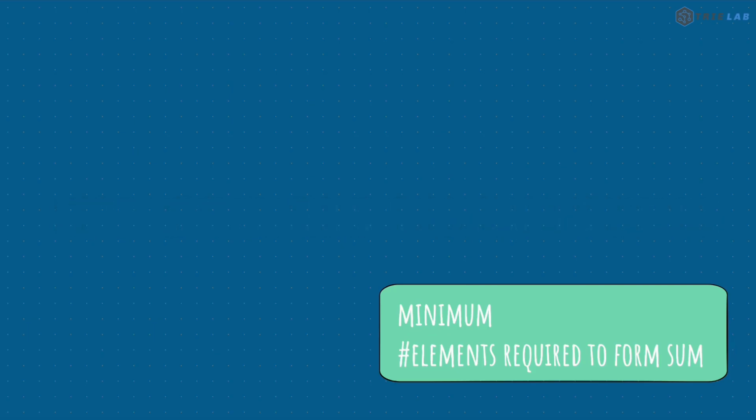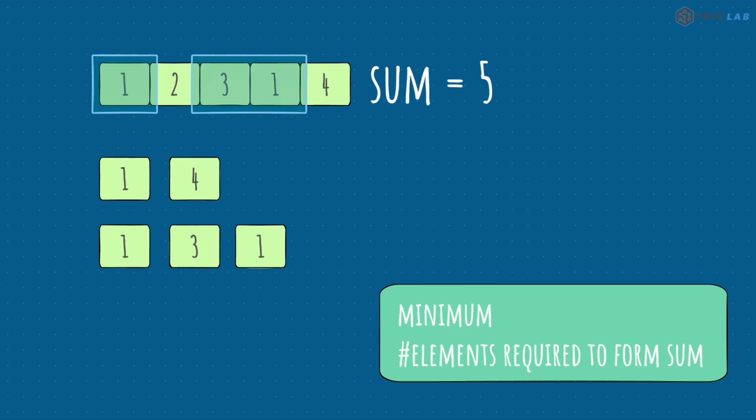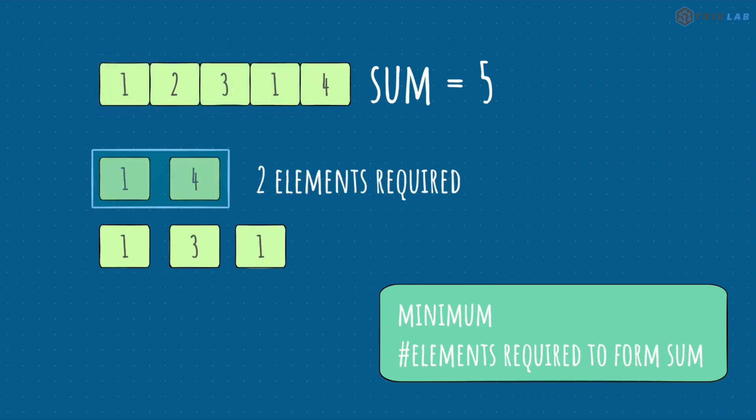Now this is a bit different from the thing that we have already solved, where we had to find the number of ways to form the sum. For example, when the sum required is 5, we have 2 possible ways and the minimum number of elements is also 2. Let's go ahead and investigate the possible subproblems.